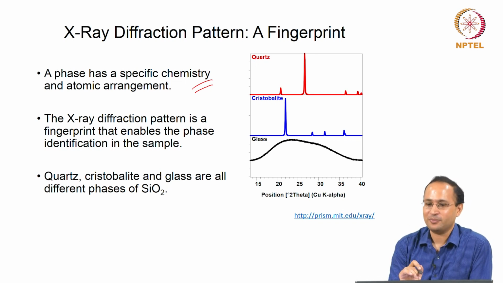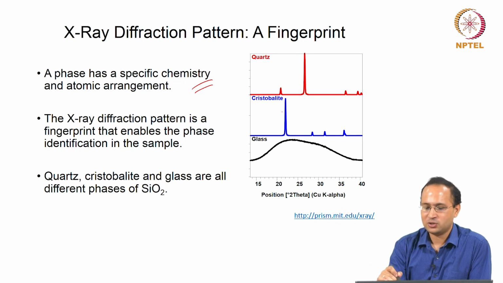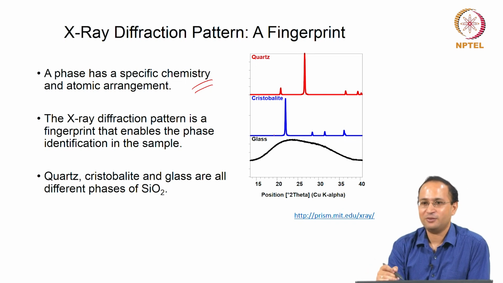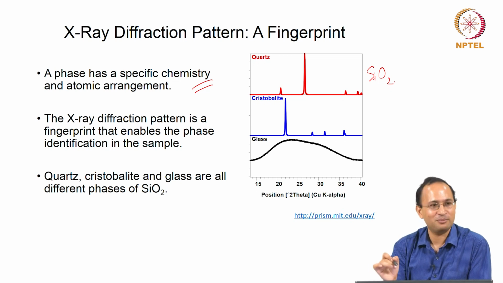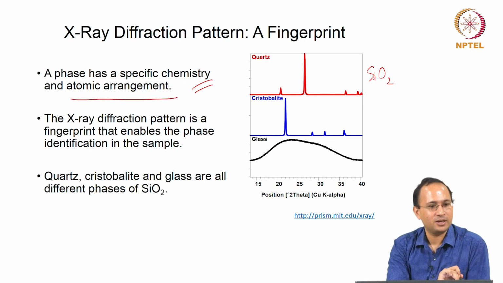Chemistry may be the same, we will see. In this case, quartz, cristobalite, glass, all are different forms of silica only, SiO2, okay. So, chemically they look the same, SiO2, but if you do X-ray diffraction, you find a big difference. That is because the atomic arrangement is different, okay. So, if there is a specific chemistry and atomic arrangement, it will be able to pick it up.